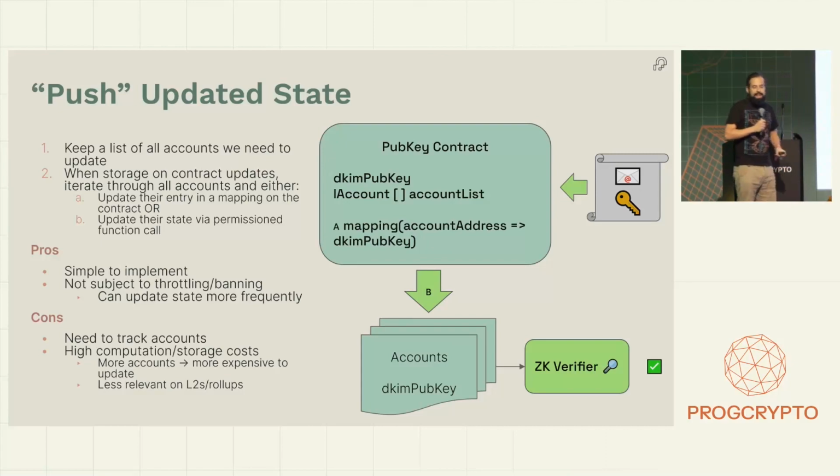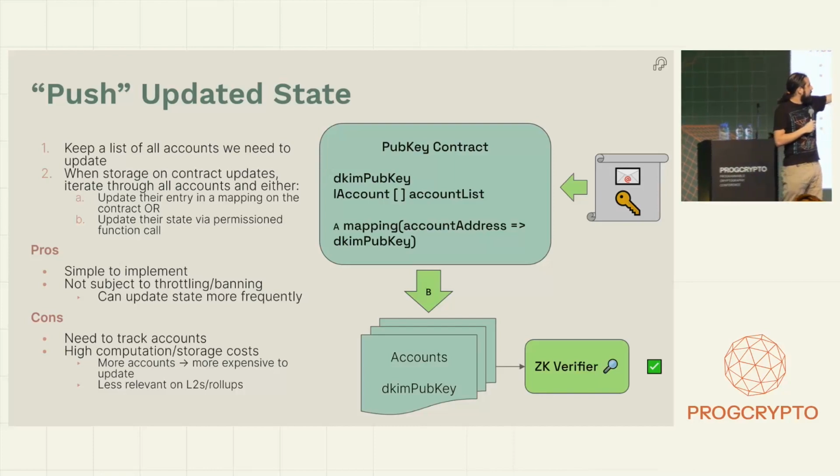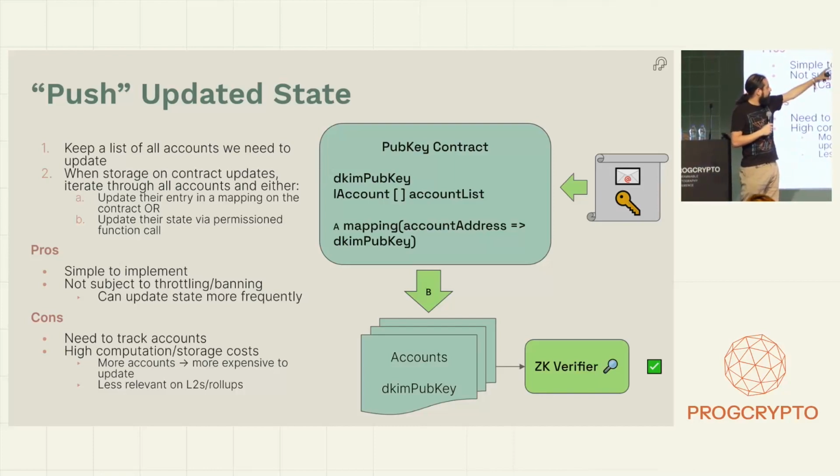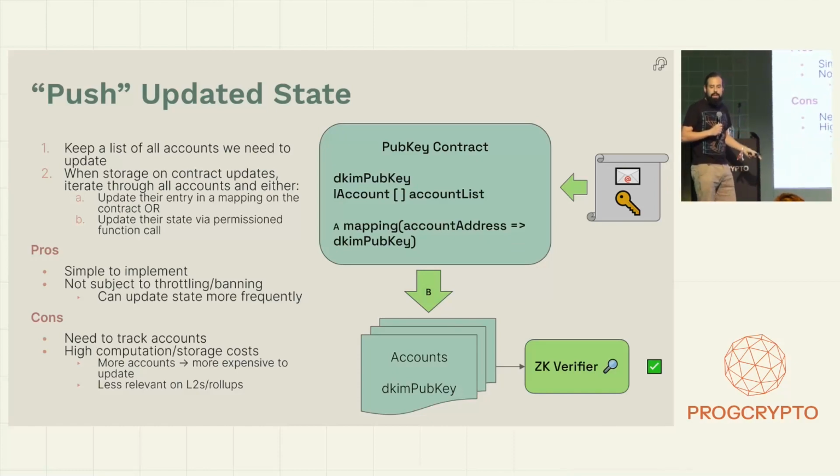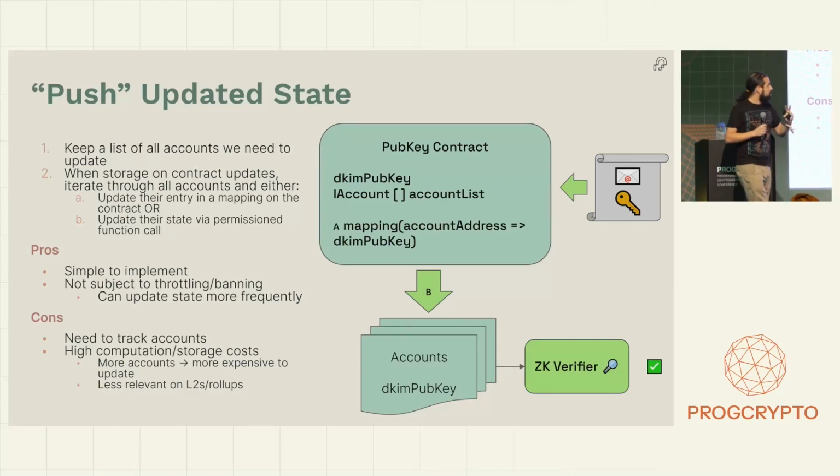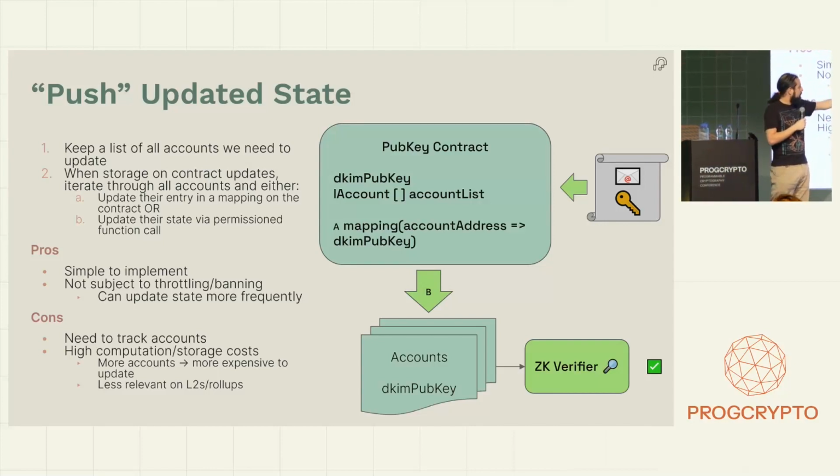And when we update that key, we need to do one of two things. We either, A, need to update all of the mappings inside of that contract for every single account to that new key, and then we can access that during validation. Option number two, or B, is using a permissioned function to update the accounts directly, which may have that actual verifier attached to them.